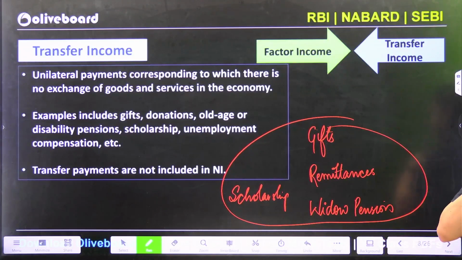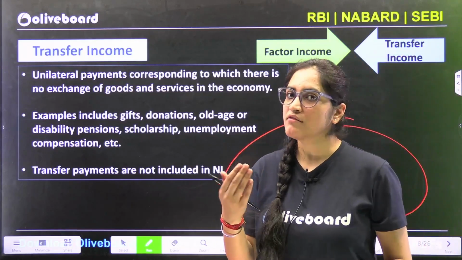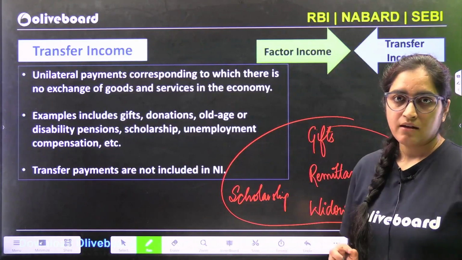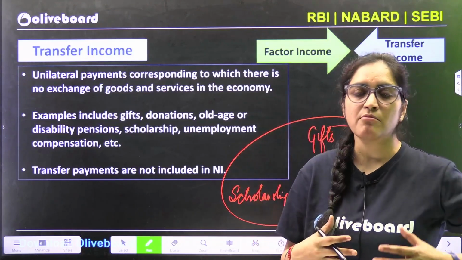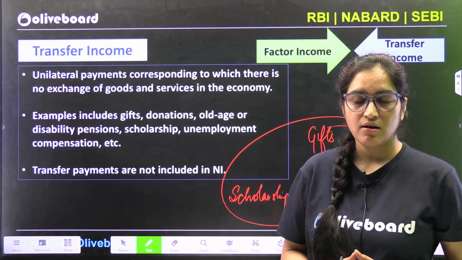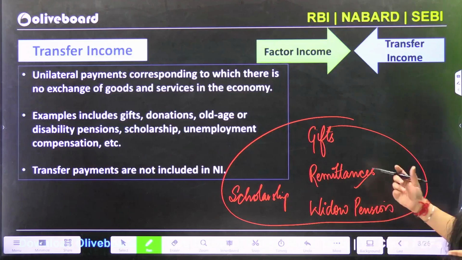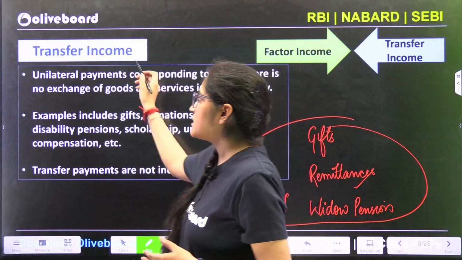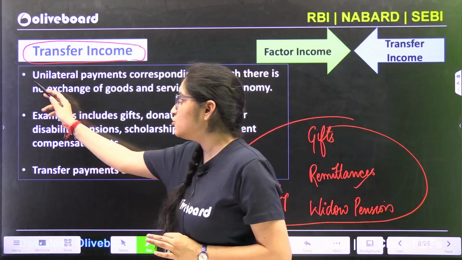Similar is the case with widow pension. When I say widow pension, there was no service rendered in replacement of that. Same is the case with remittances. Your elder brother or your parents might be sending you some amount of income from abroad. Some gift can be sent. Again, there was nothing that was done for that. No goods and services were being produced. This type of thing is categorized under your transfer income. So transfer income is a unilateral payment.